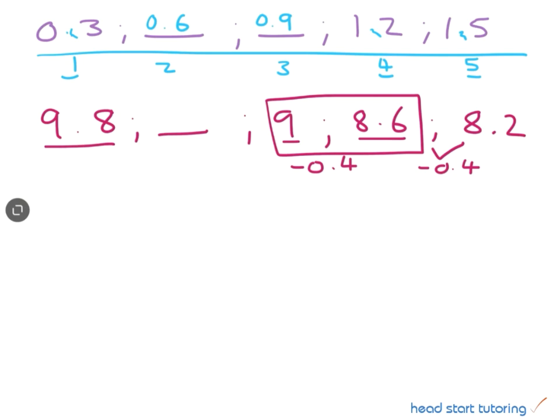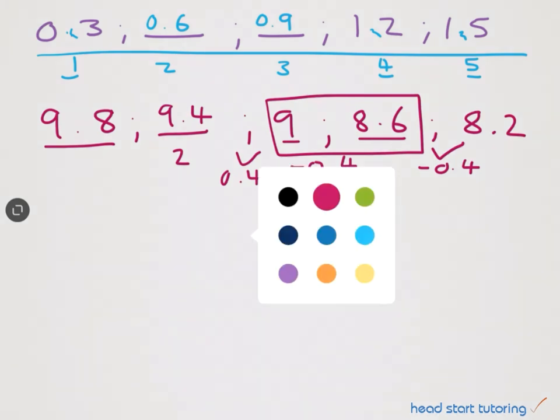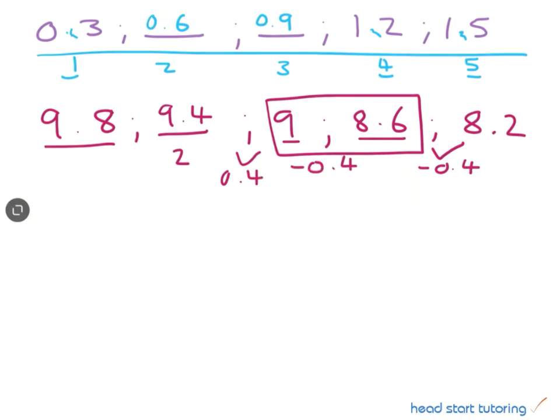So we can assume that we would do the same thing to get our missing number here in our second place. So 9.8 minus 0.4 is equal to 9.4. So 9.4, the difference between 9.4 and 9 is also 0.4, so that works out perfectly. So what we were doing in this number sequence is just minusing 0.4 each time. Let's have a look at one more.